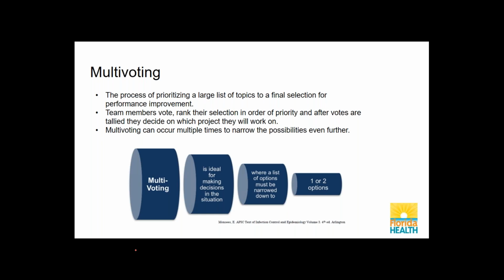So this can happen only once, where you do multivoting once, or you can do it multiple times so that you can really get down to one or two options.